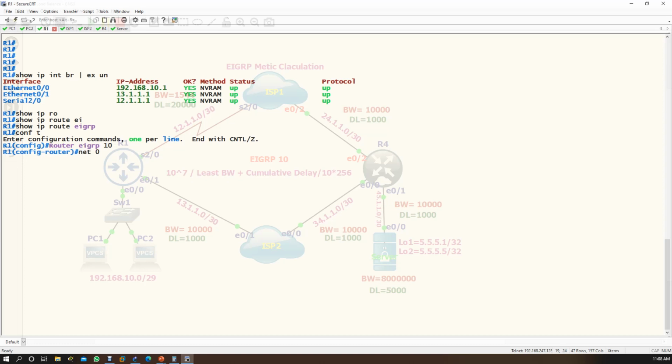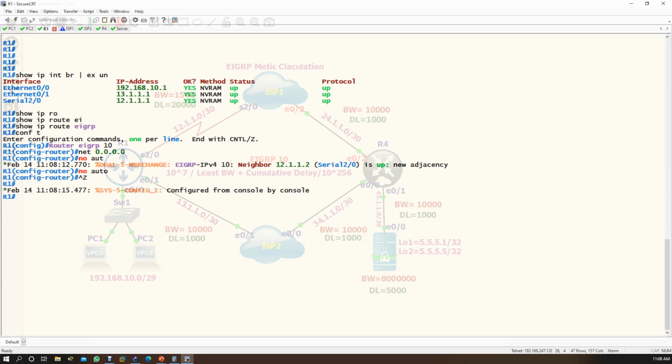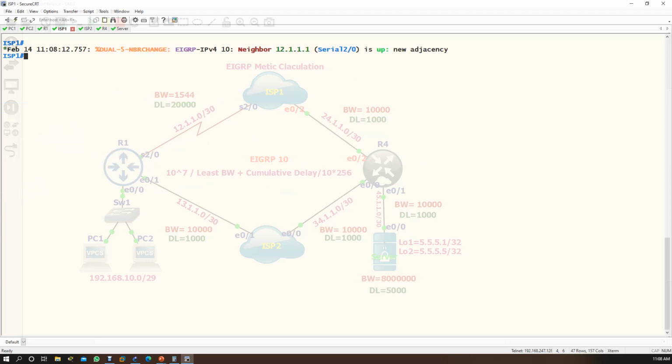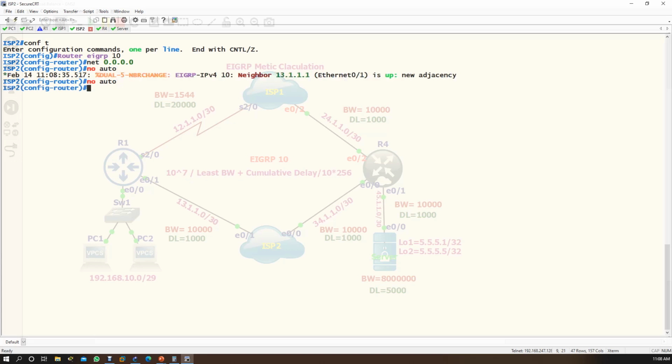EIGRP 10 network, no auto. Okay, we just wanted to configure EIGRP, that's it, right? ISP1 EIGRP is already there. ISP2: conft, router EIGRP 10, network, no auto, wait for the neighborship.